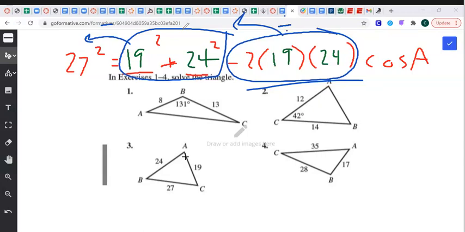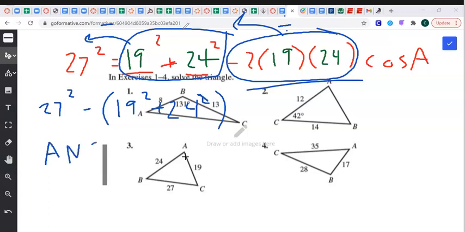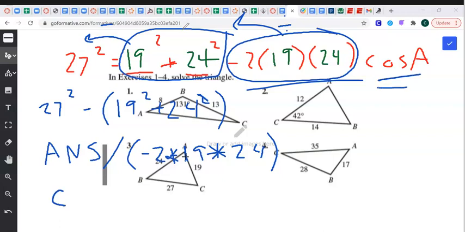Now, if you're comfortable with it, you can type 27 squared minus parenthesis 19 squared plus 24 squared. And then you're going to hit the division key, and then it'll produce answer divided by, and then you just do parenthesis negative 2 times 19 times 24 in parenthesis. And then the last thing to get rid of this is just cosine inverse of the answer.